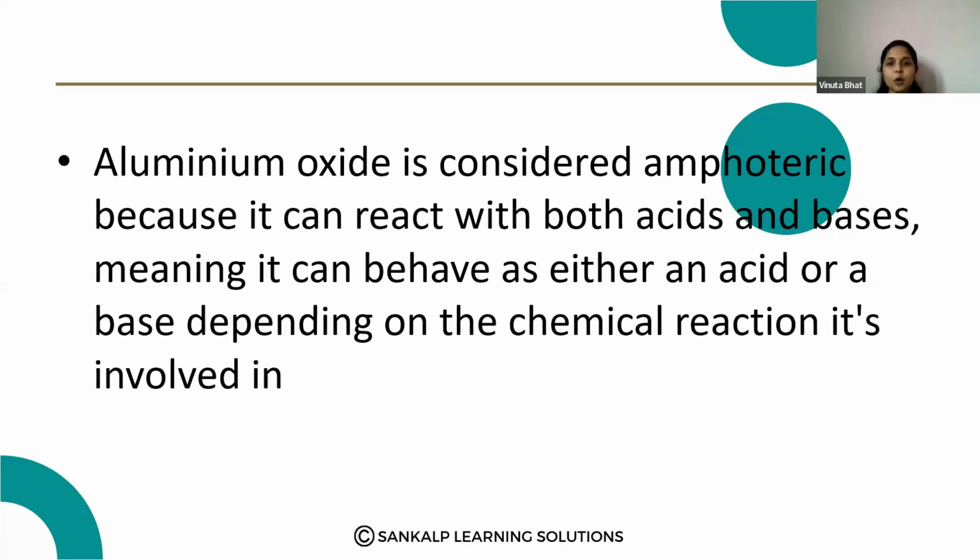Next one. Aluminium oxide is considered amphoteric because it can react with both acids and bases, meaning it can behave as either acid or base depending on the chemical reaction it is involved in. So this is the 4-mark question.